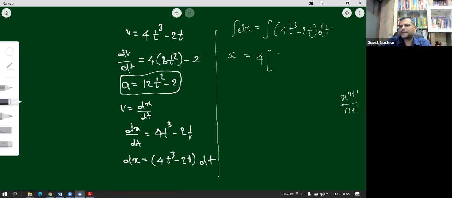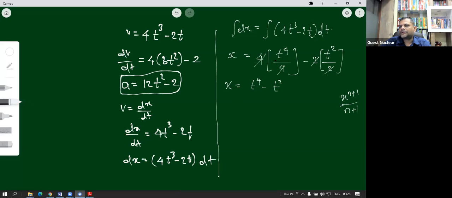So the integration of t³ is t raised to 3 + 1, that is t⁴, upon 3 + 1, that is 4. Again, minus 2 times the integration of t, using the same formula. Here t is t raised to 1, so the integration of t¹ becomes t¹⁺¹, that is t², upon 1 + 1, that is 2. Correct? So this is the integration of this equation, where the 4 gets cancelled and the 2 gets cancelled, and we are left with the equation x = t⁴ − t².